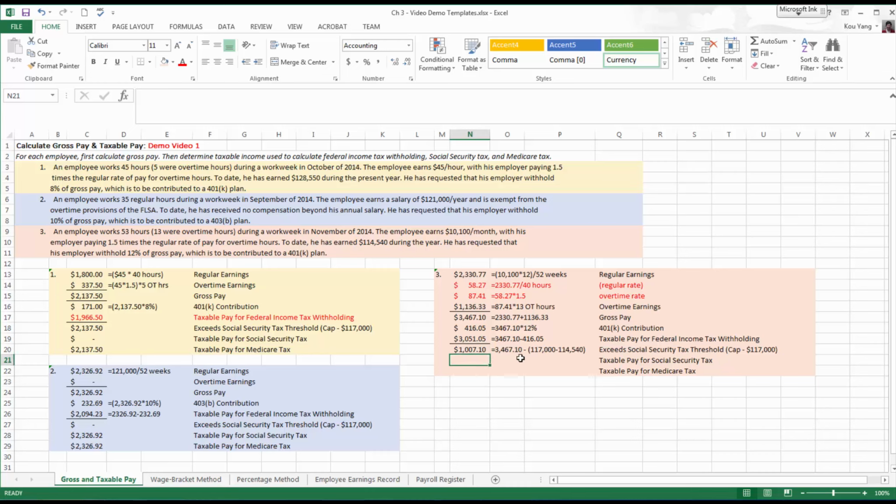Okay, so to determine the taxable pay, or what we're going to be taxing under Social Security, would be the difference of the gross pay minus the amount that's over the threshold. So we are going to only be taxing $2,460 for Social Security as opposed to $3,467.10. And for Medicare tax, it's always going to be the entire gross pay.